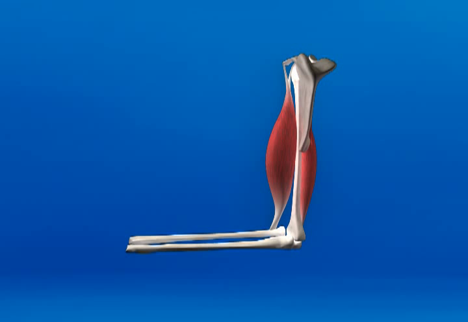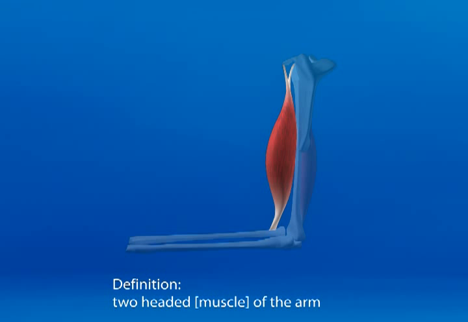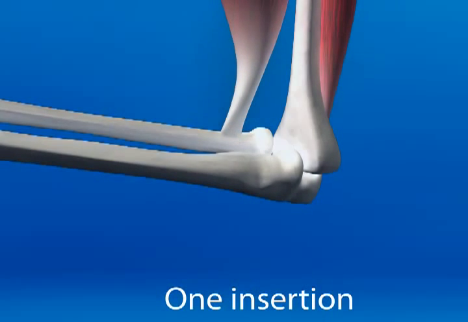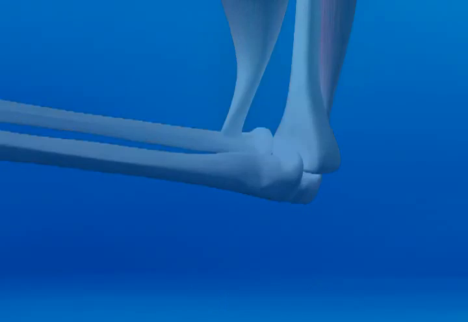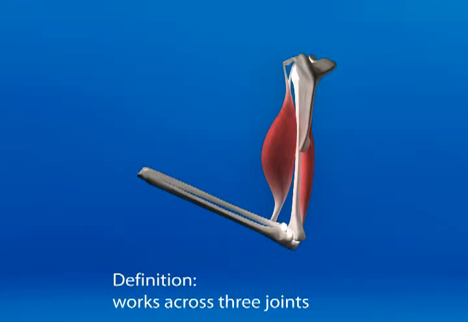When focusing on the upper arm, it's easy to notice that the biceps brachii is the muscle which produces flexion at the elbow. The term biceps brachii is Latin meaning two-headed muscle of the arm, in reference to the fact that the muscle consists of two bundles of muscle, each with its own origin, sharing a common insertion point near the elbow joint. The biceps is triarticulate in nature, meaning that it works across three joints.